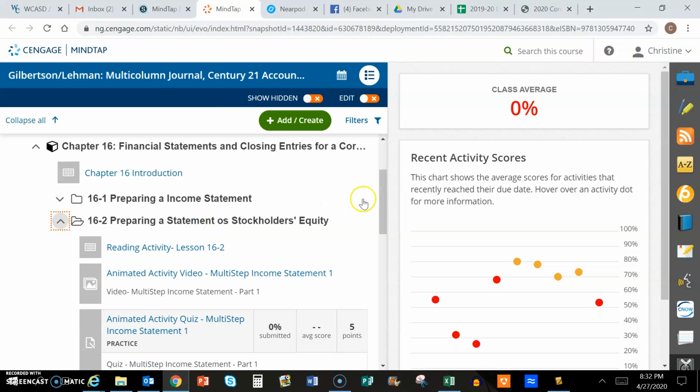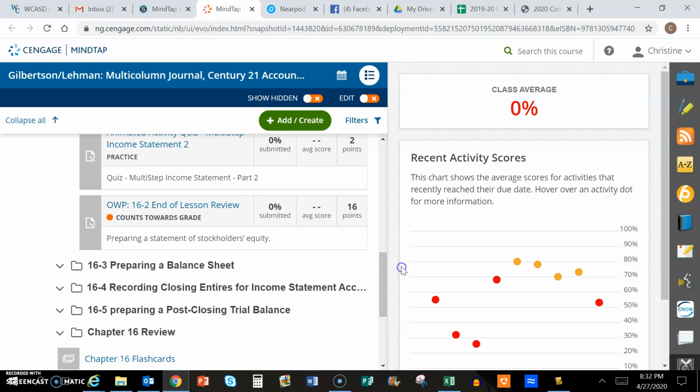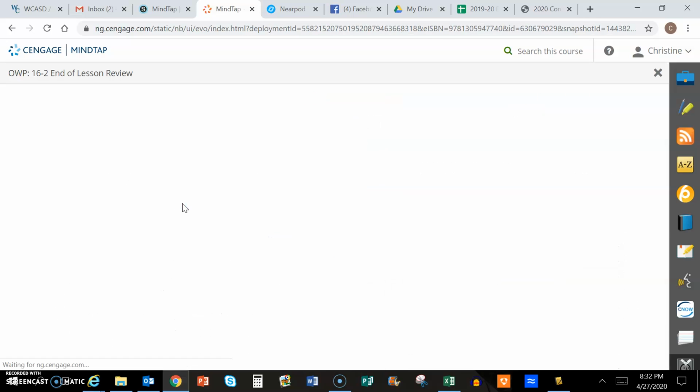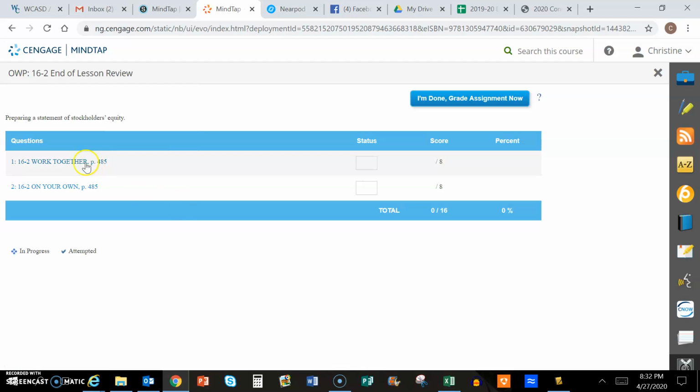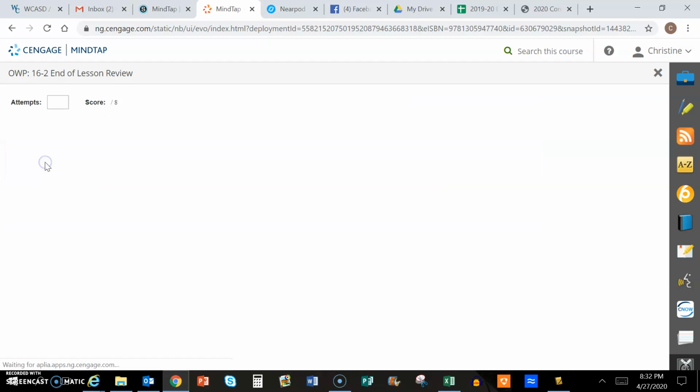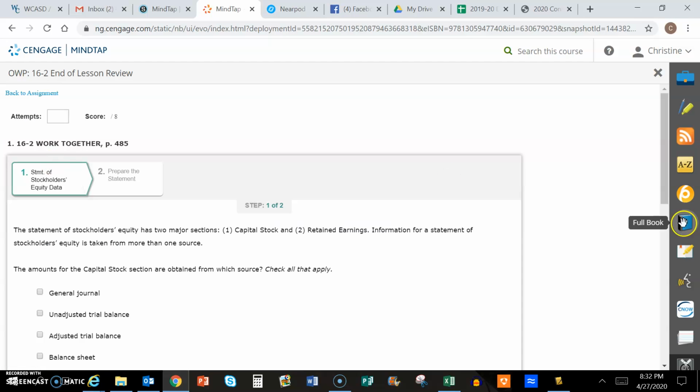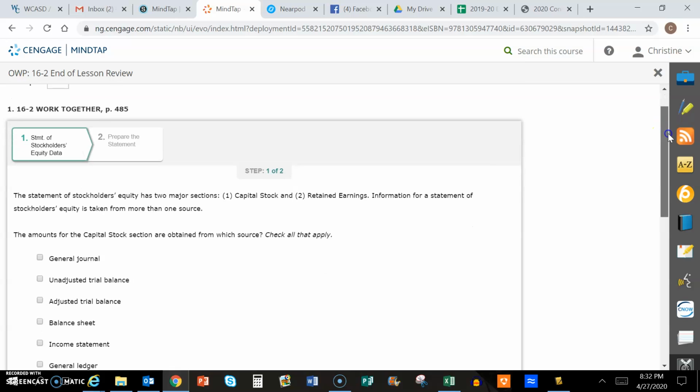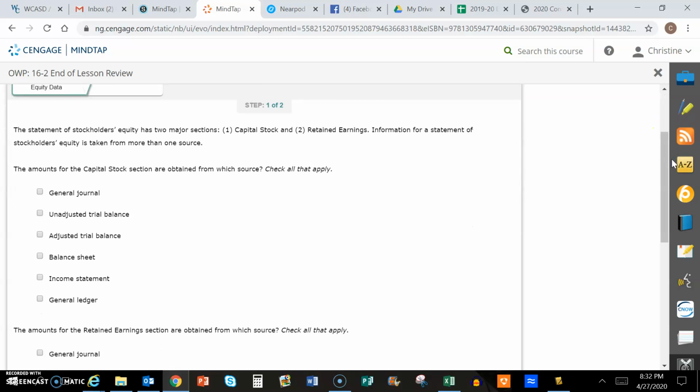Let's go to 16.2. Let's go down to the OWP, the work together. You'll notice the point value is not that high either, so that tells you there's not a whole lot going on. First, where are we going to find the stuff? The amounts for the capital stock section are obtained from which source? Check all that apply. This comes from the general ledger, so your capital stock will be in the general ledger.